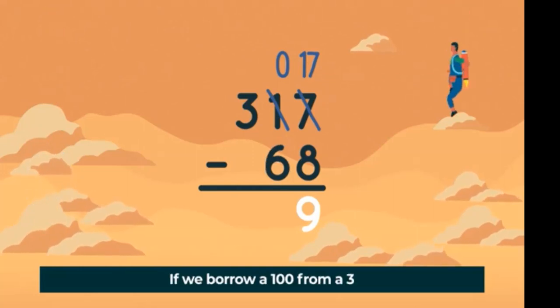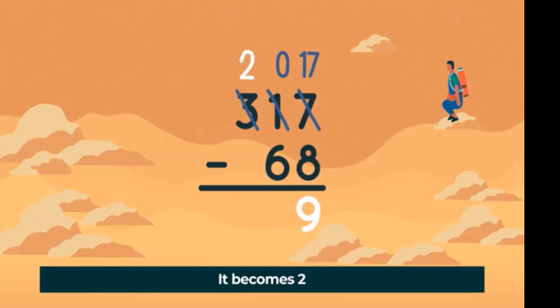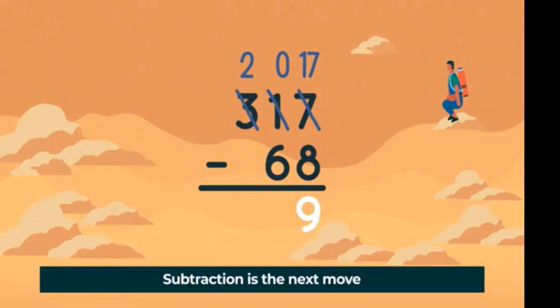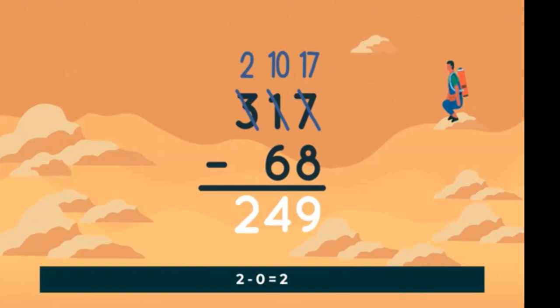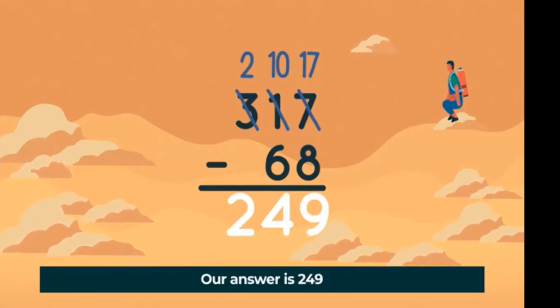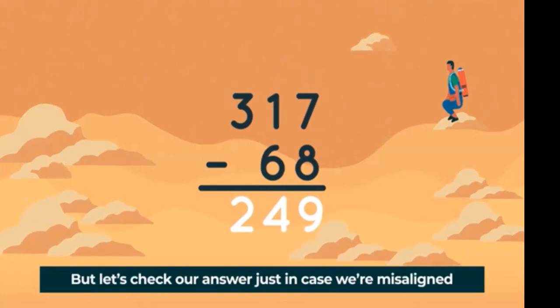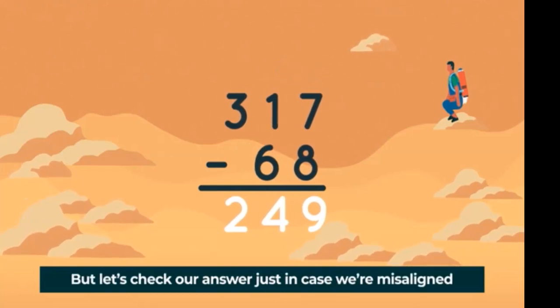If we borrow 100 from a 3, it becomes 2. Subtraction is the next move. Turn 0 into a 10. Now it's 10 minus 6. Then we're left with 4. 2 minus 0 is 2, I'm very sure. Our answer is 249. But let's check our answer just in case we're misaligned.